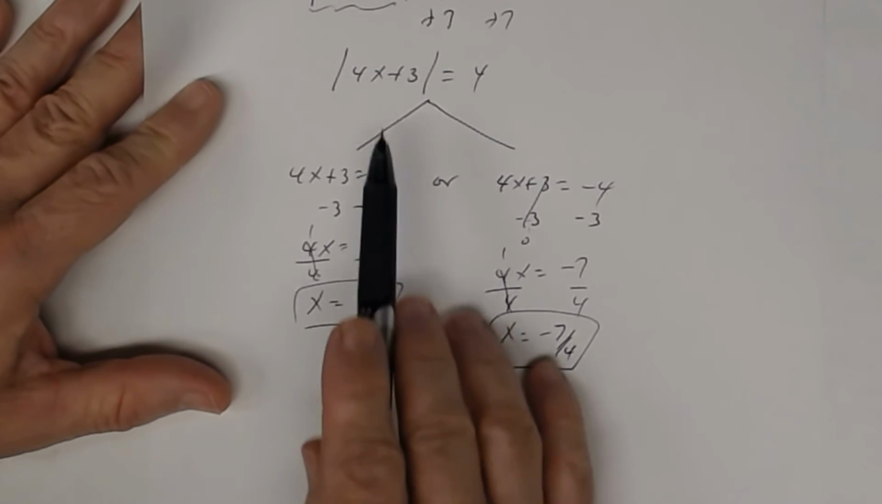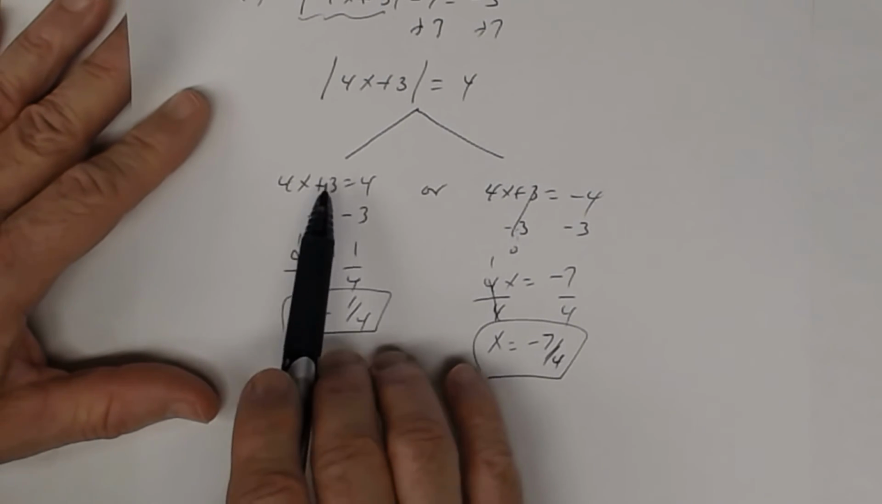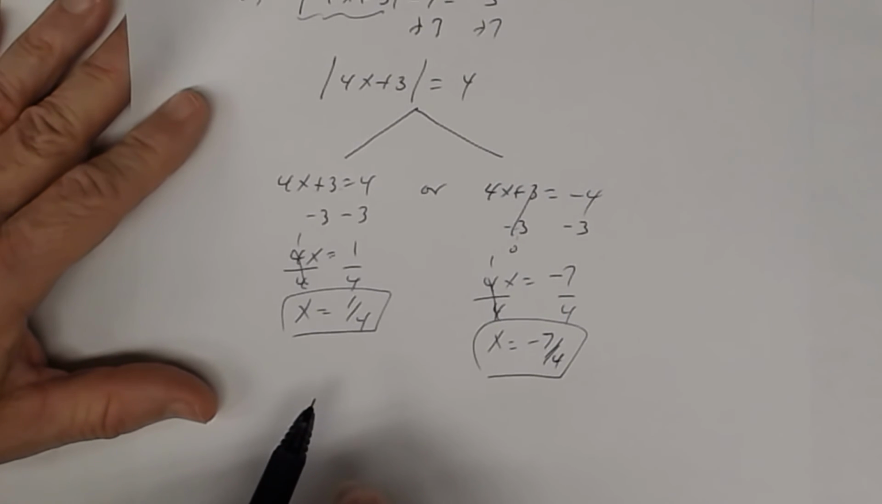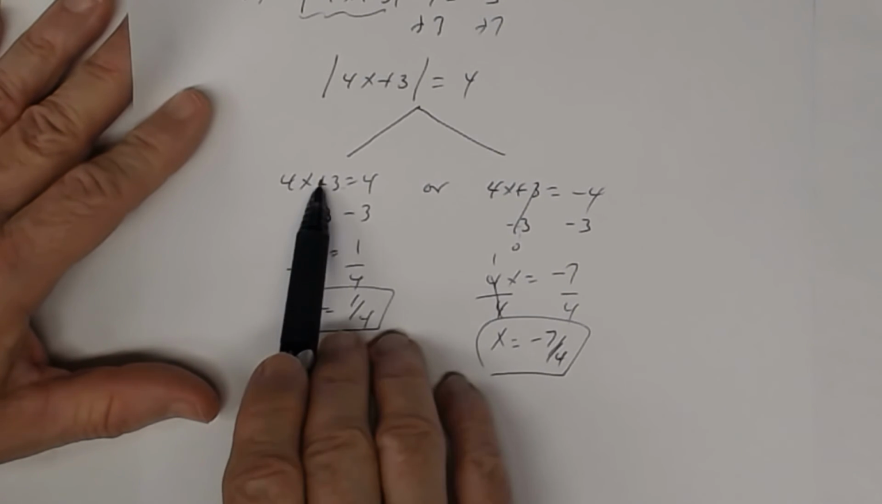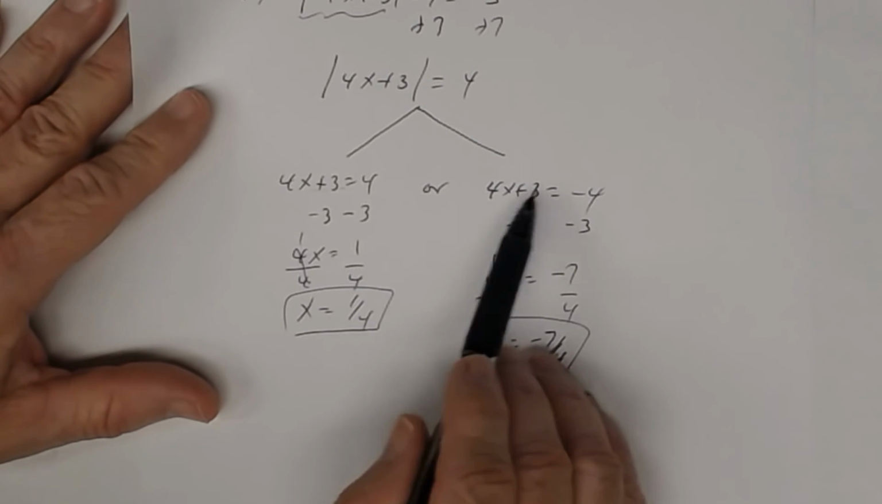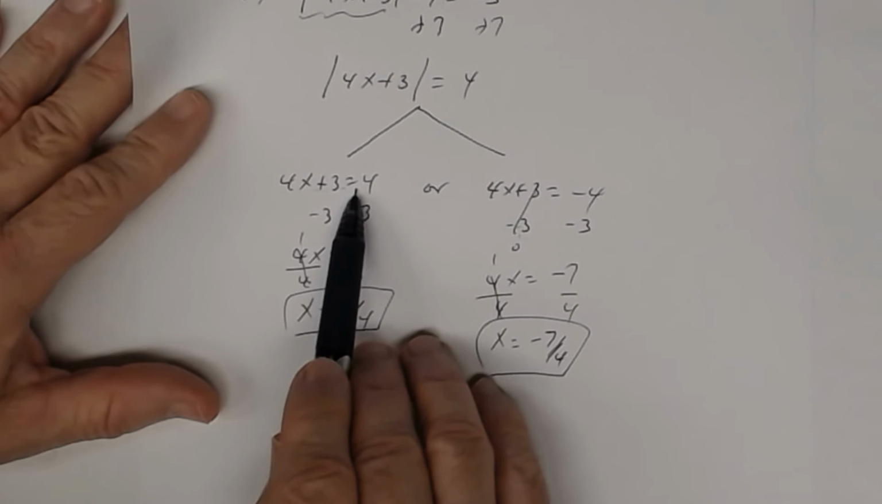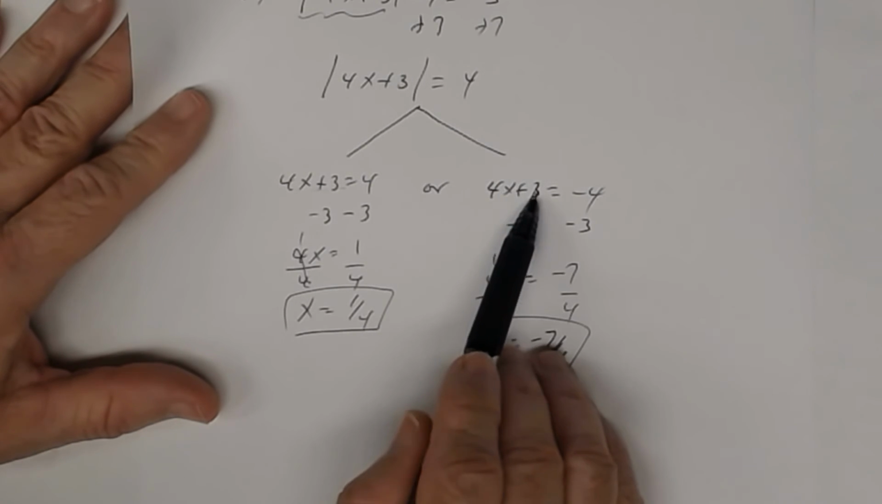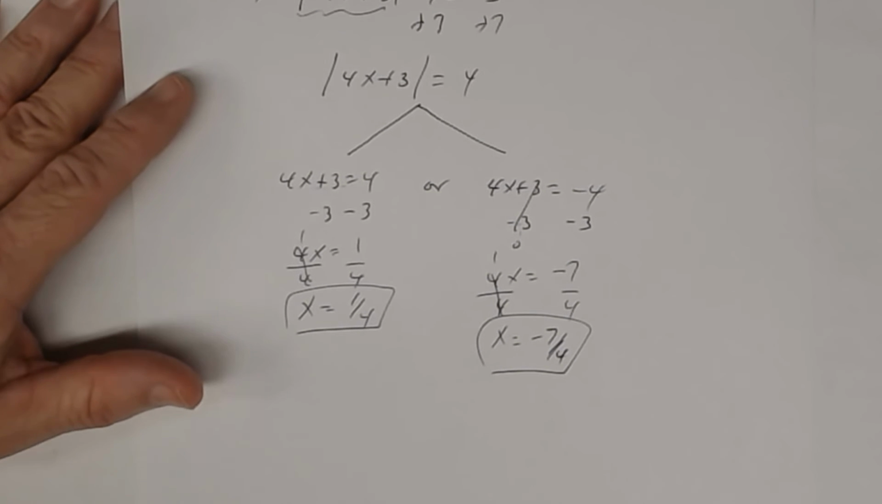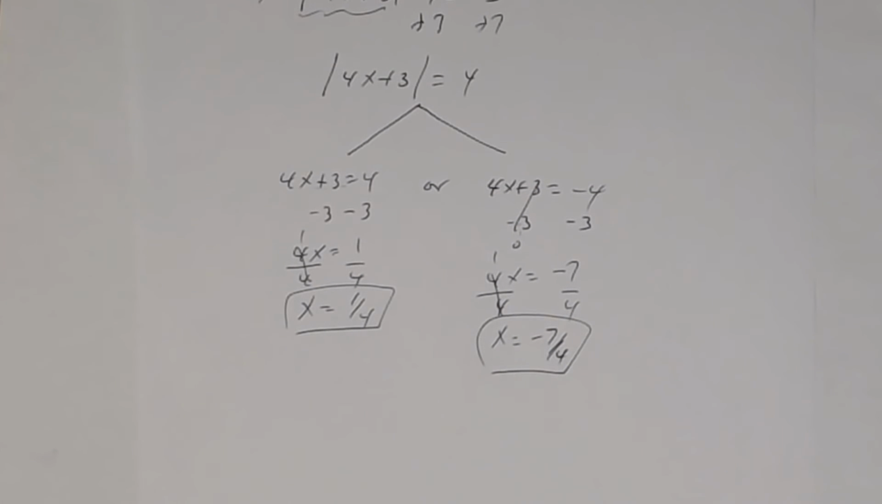All right, so you write this as two equations, this equation and this equation. So you write 4x plus 3 equals 4, and you need to also say 4x plus 3 equals negative 4, right? Okay. All right, so that was number 4.